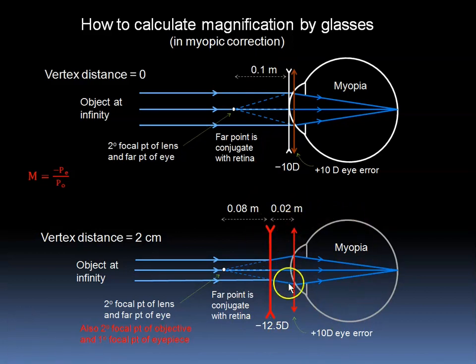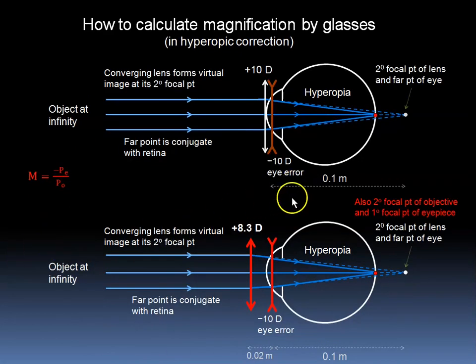One can consider the eyepiece here to be plus 10 and the objective here to be minus 12.5. Using this formula, one would get 10 divided by 12.5, which is 0.8 times magnification, which is minification. And it is a positive number overall because of the formula, which indicates the image is upright.